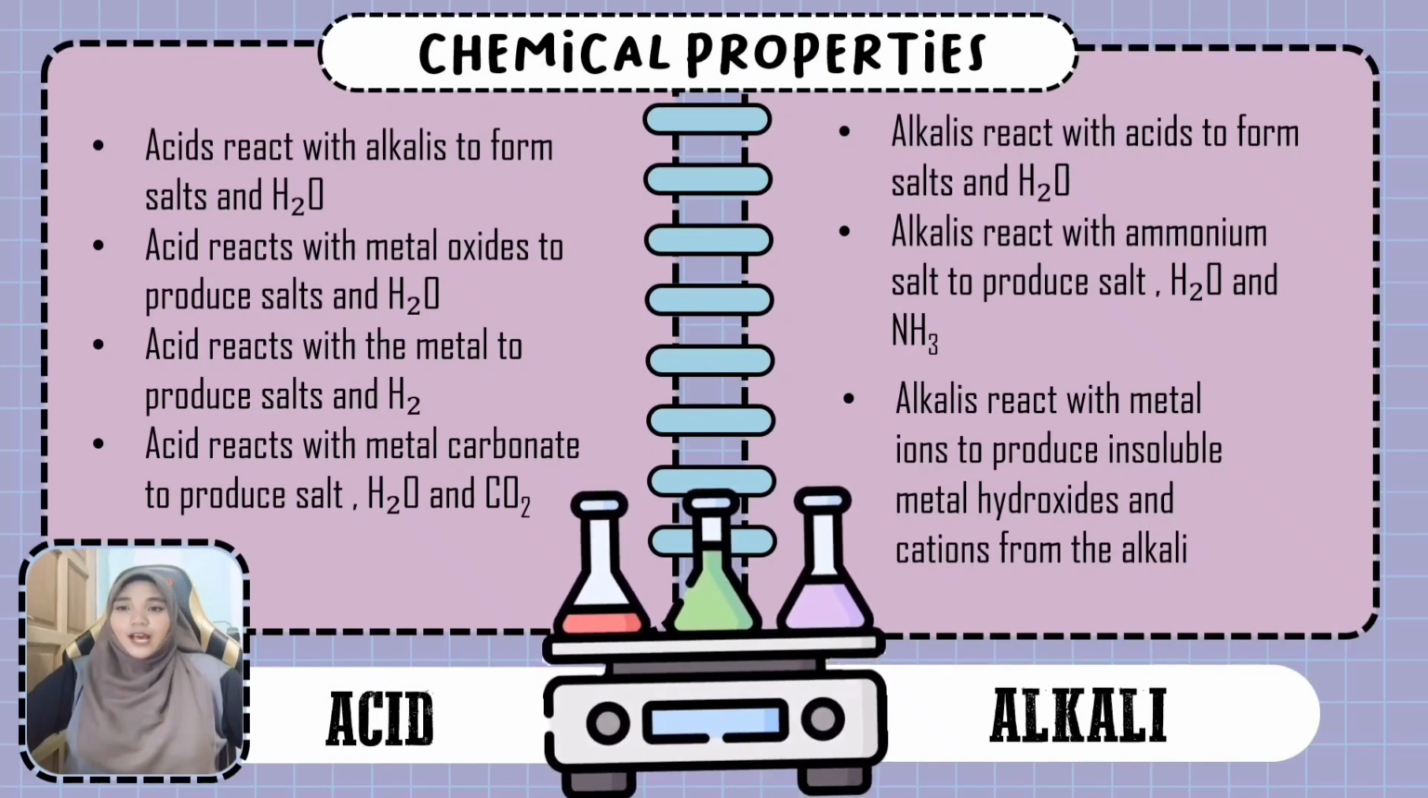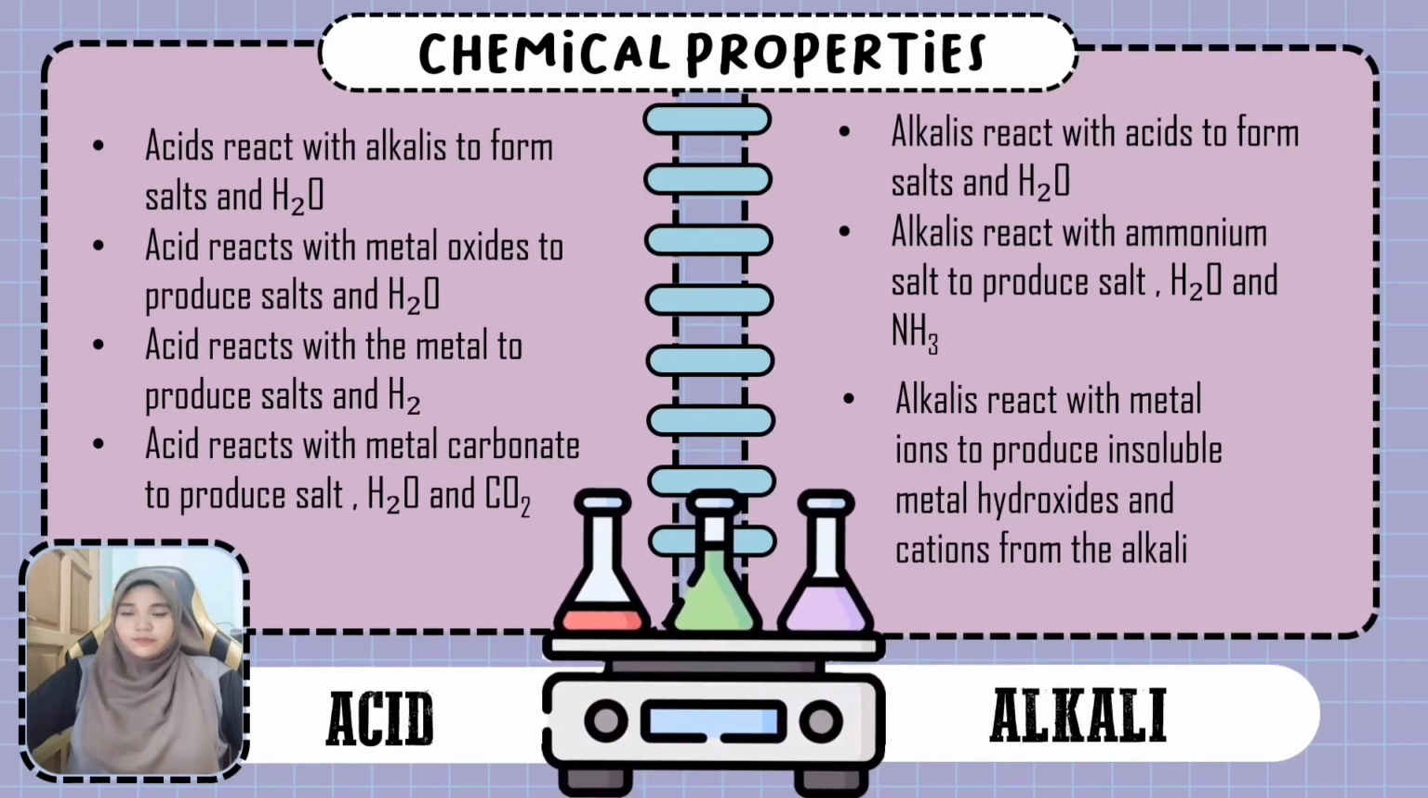We move to alkali. First, alkali reacts with acid to form salts and water. Second, alkali reacts with ammonium salts to produce salts, water, and ammonia. Third, alkali reacts with metal ions to produce insoluble metal hydroxide and the cation from the alkali.